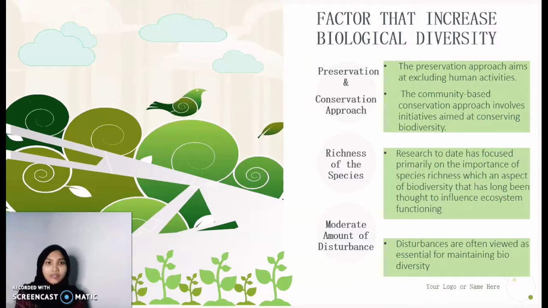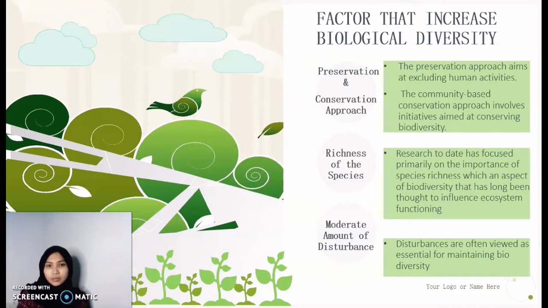The first factor that can increase biological diversity is by using a preservation and conservation approach. Such an approach can be used, for example, in national parks, where for preservation approaches, national parks can prevent human activities except for tourism activities. According to William Adams, through this approach, direct use of natural resources in the park for commercial or subsistence purposes is prohibited. This type of approach is often referred to as the protectionism approach or the fines and fences approach.